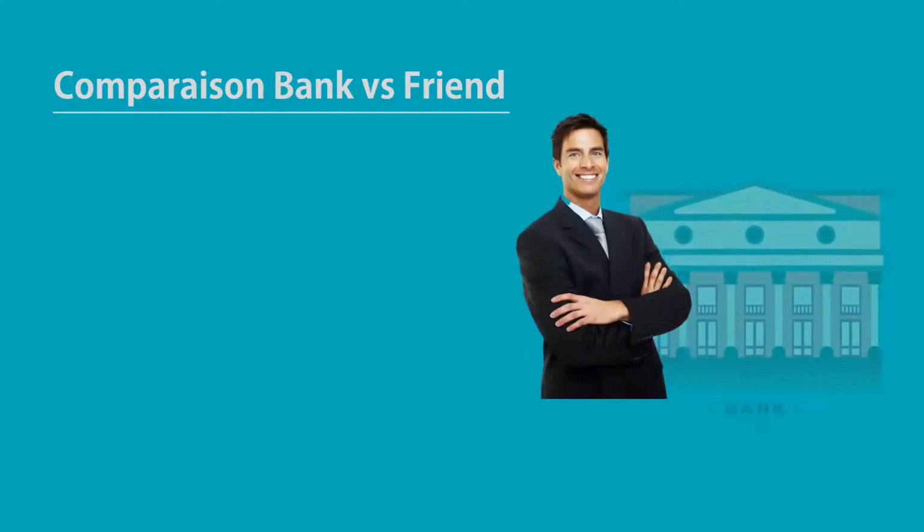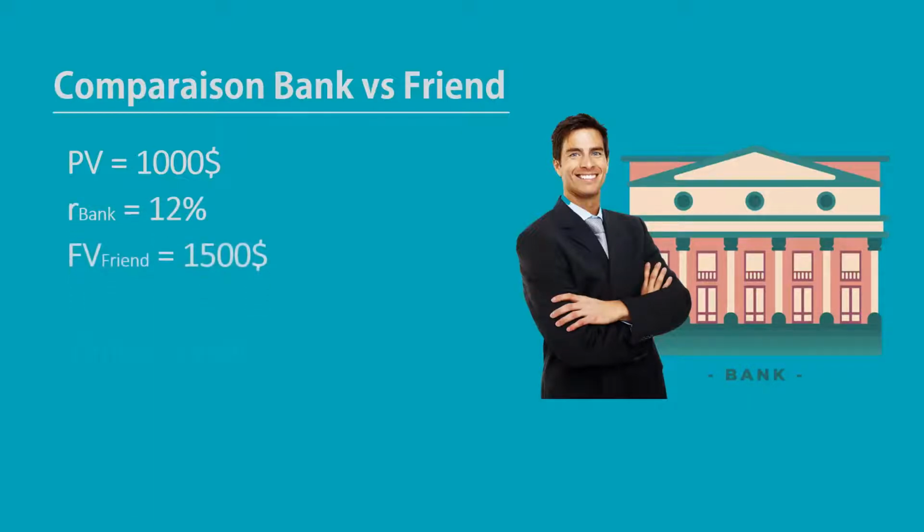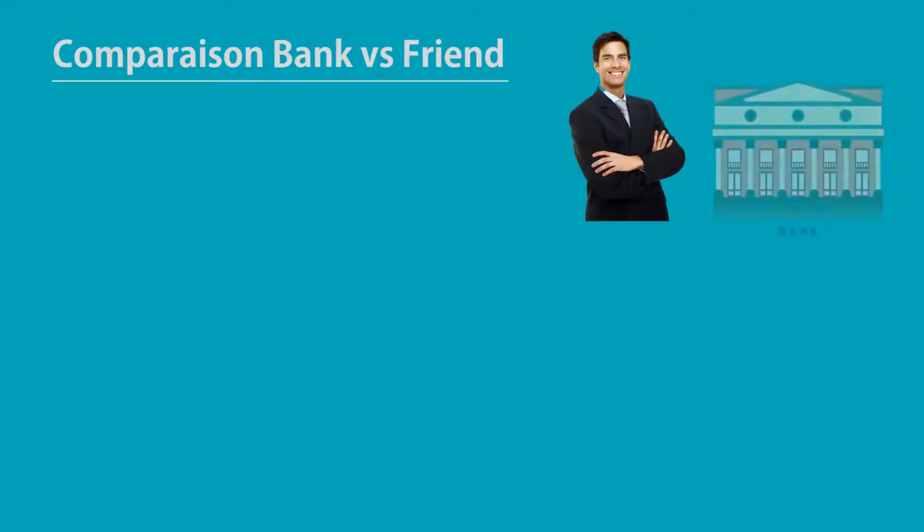For the moment, the following factors are available. Present value $1,000, the rate of return for the bank is 12%, future value in the case of your friend is $1,500, and we have 6 years as period of time. The first method would be calculating the future value of our present $1,000 in the bank case after 6 years.